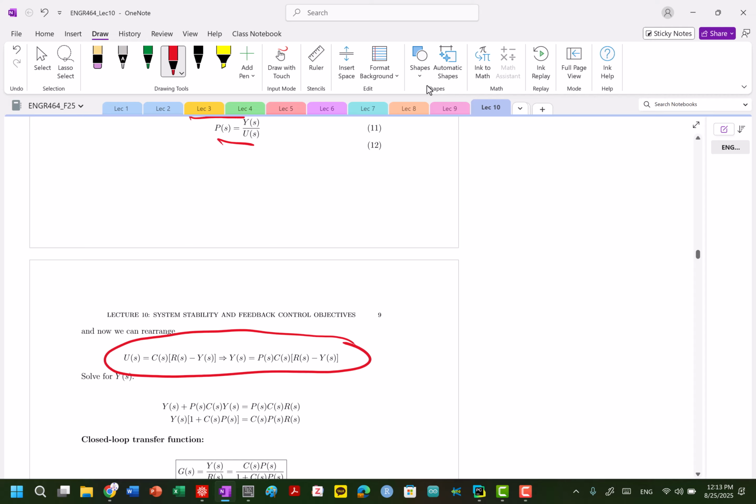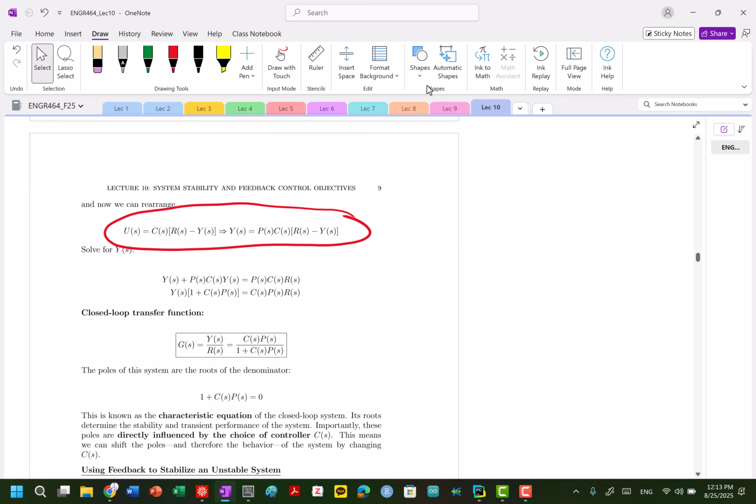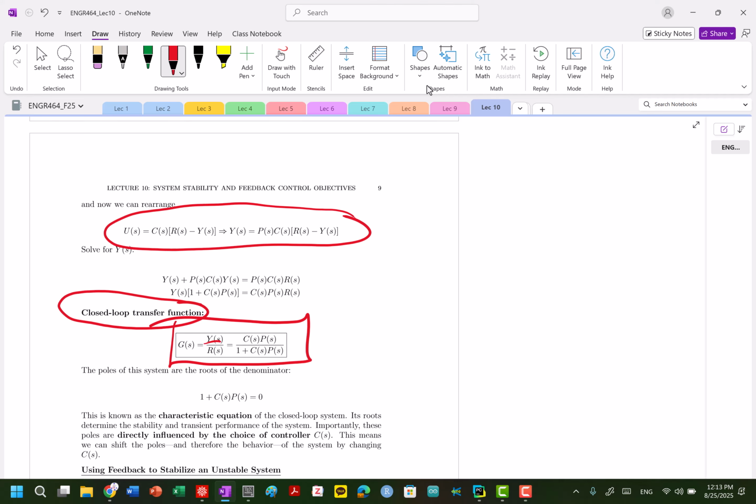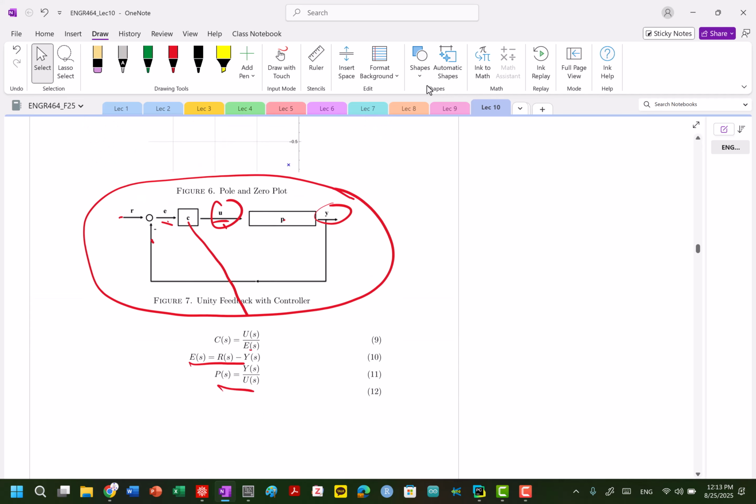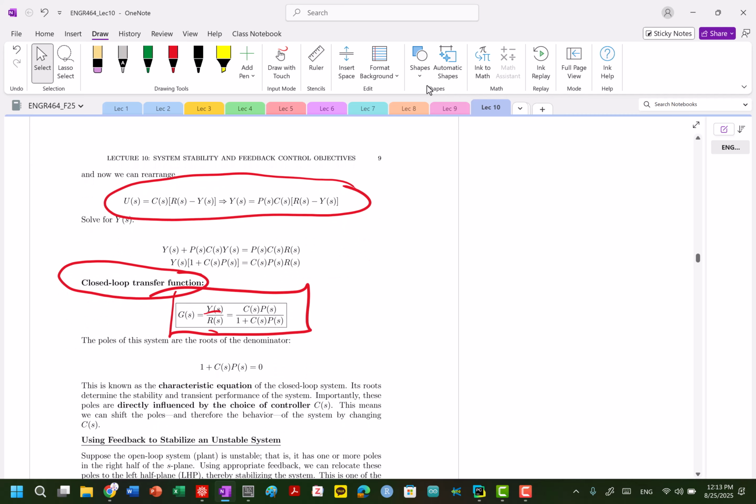If you remember back all the way to lecture 7, we actually found this closed loop transfer function, which is the output over the input, or the reference of our system. And this is our closed loop transfer function. You see the poles of the system are going to be governed by this. The controller and the plant are what really determine the stability of that system.